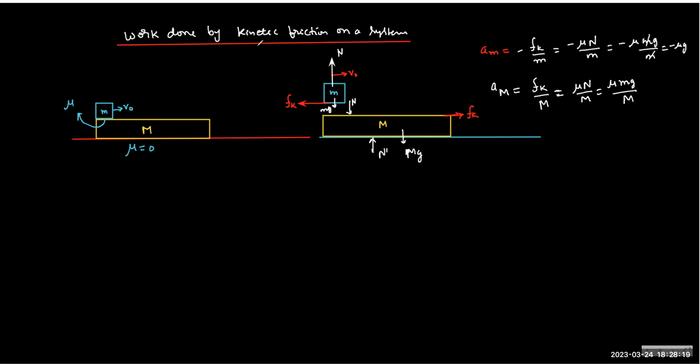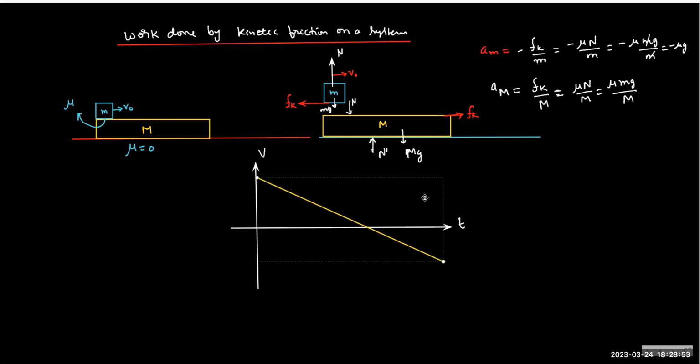So now, if I draw the graph with velocity and time, what will happen? Velocity of the block will start decreasing. So as time progresses, velocity will decrease, yes or no? Yes, sir. So this is going to be a graph something like this. Let's say it keeps on decreasing. Maybe I can keep it like this.